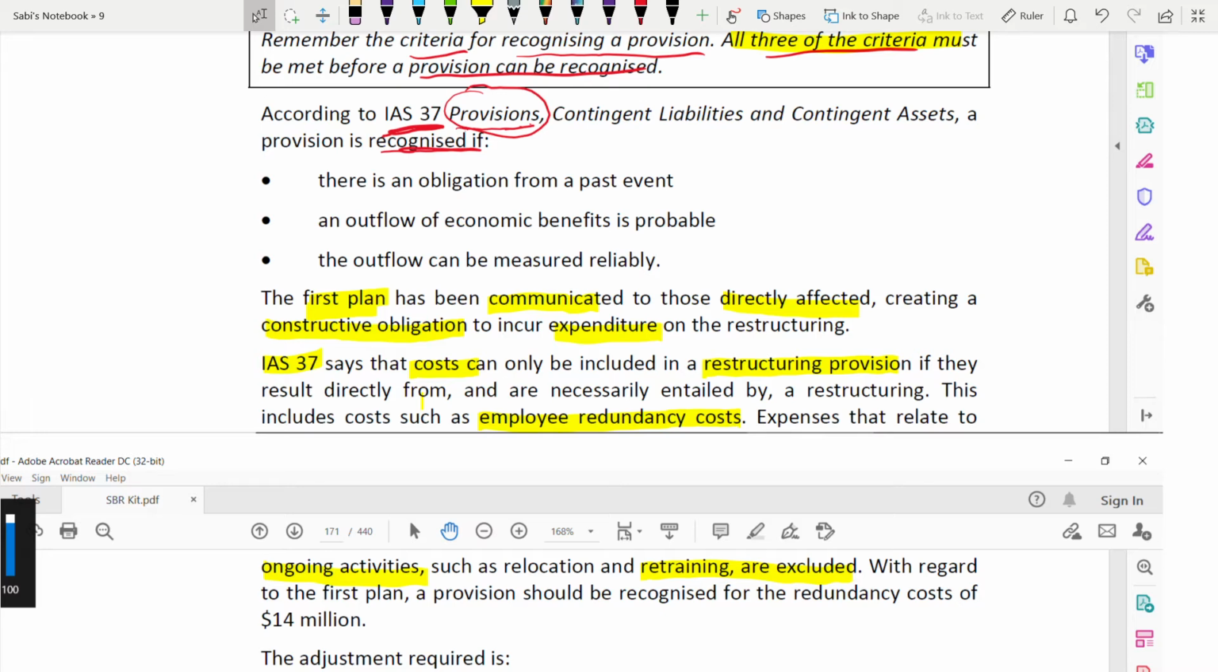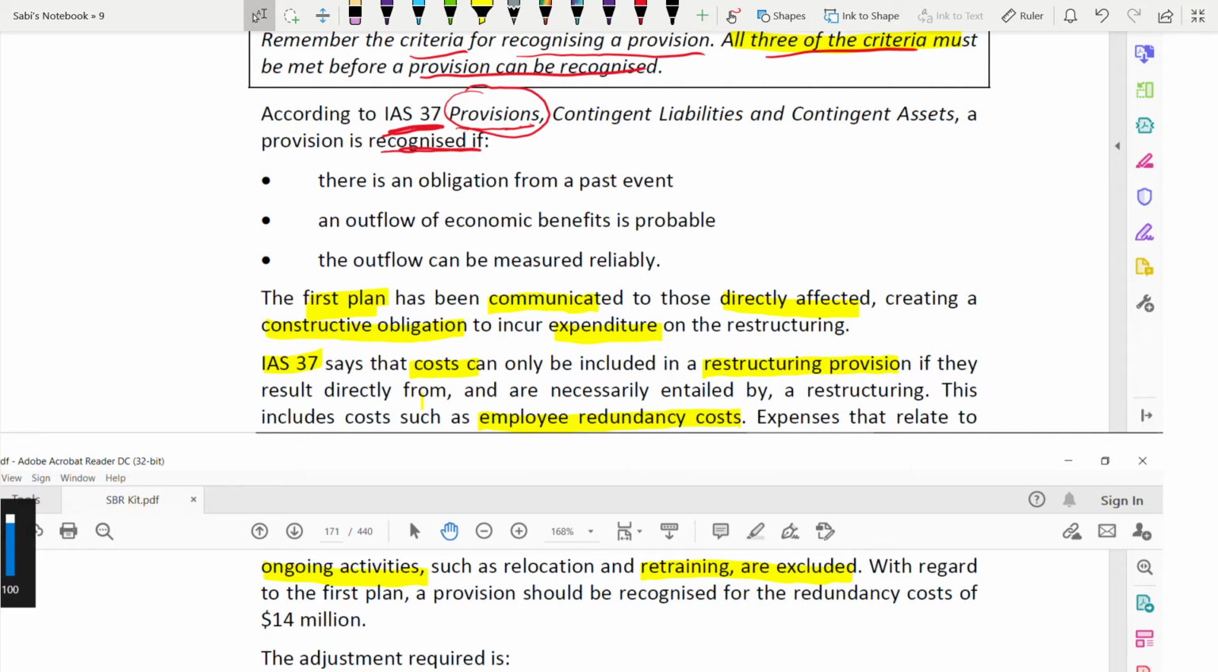Definitely, from time to time, you need to retrain your employees, right? But redundancy cost, you can link directly to the redundancy. Because you are making employees redundant, only then you have to pay them. But retraining is not like that. Retraining could be for so many other reasons. If redundancy is not happening, if reorganization is not happening, maybe a new technology came up. That's why you are retraining your employees. So you cannot directly link it to the redundancy. That's why they are ongoing activities, and that's why it is excluded. This is the logic behind IAS 37.